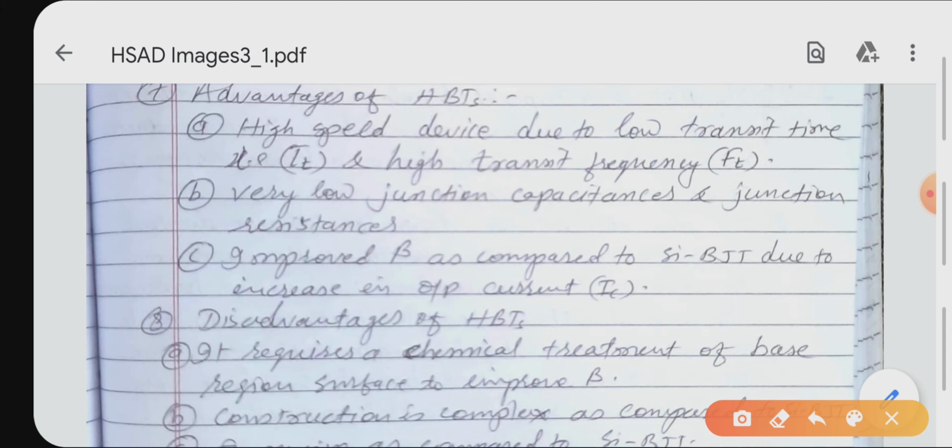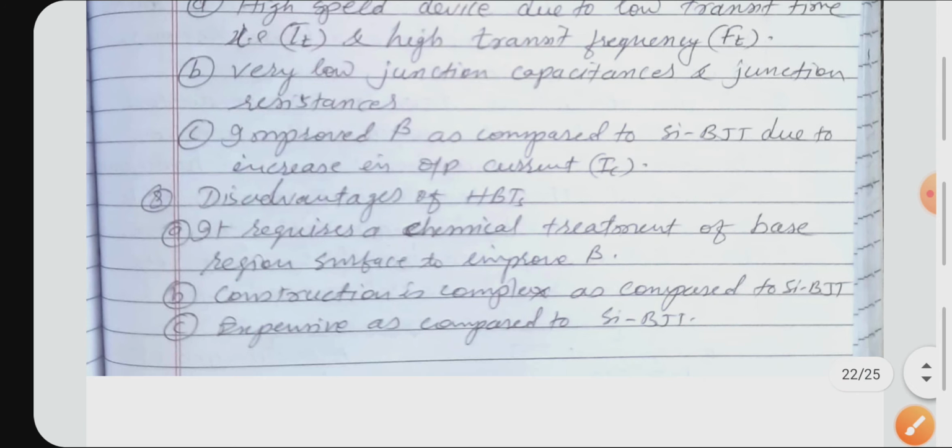Now there are certain disadvantages of HBTs, like it requires a chemical treatment for base region surface to improve the beta value. Construction is complex and expensive as compared to silicon BJT. So the price paid for all these advantages, very high speed, low capacitances, inductances, and internal resistances, is that it is a little bit expensive as compared to BJT.